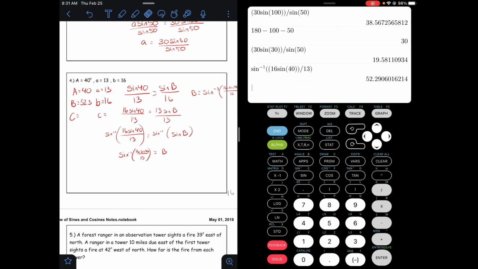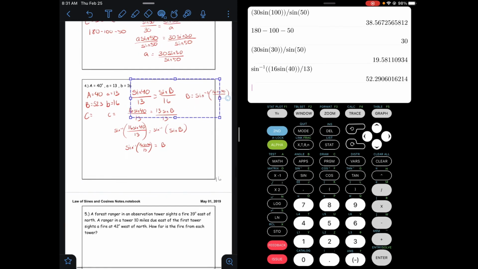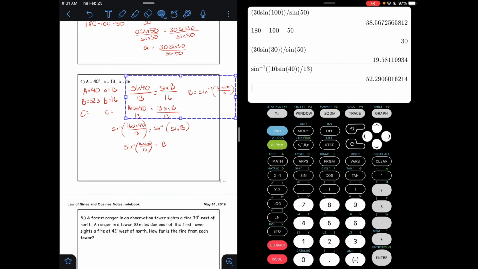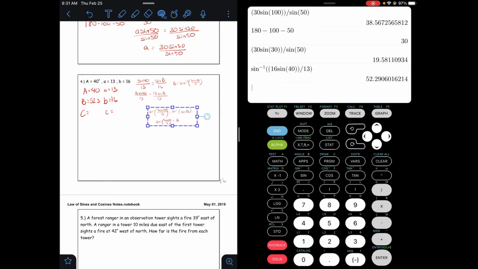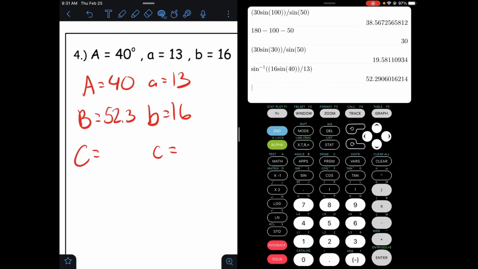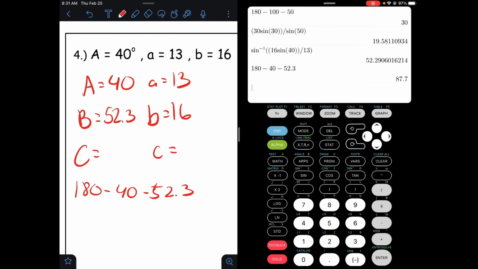Awesome. Didn't mean to erase that. I just want to minimize it a little bit, so I'm going to run out of space pretty quickly here. All right. So now we have to figure out what angle C is. Again, we know that the three angles of a triangle need to add up to 180, so we can do 180 minus 40 minus 52.3. And we get 87.7.